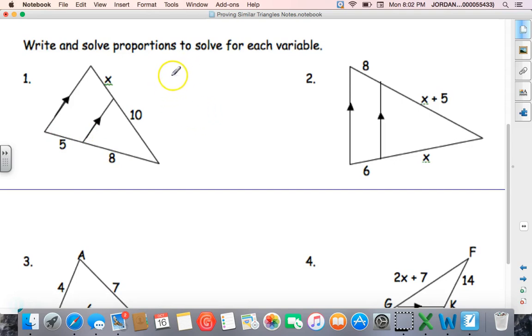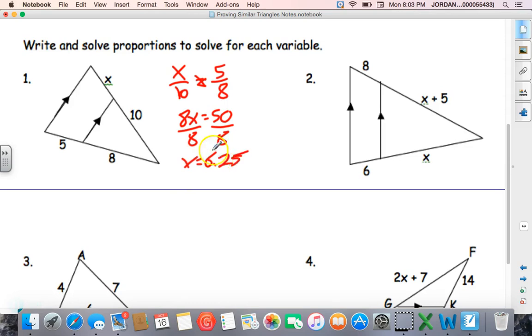All right, so what we can do on this one is we can say, all right, well, x over 10 should equal 5 over 8. There's a lot of ways to set up the proportions, but that's one way right there. X over 10 equals 5 over 8. Cross multiply, that's 8x. And 5 times 10 is 50. And then we're going to divide 50 by 8. And whenever you divide 50 by 8, you should get 6.25. So that's the distance right here, 6.25.